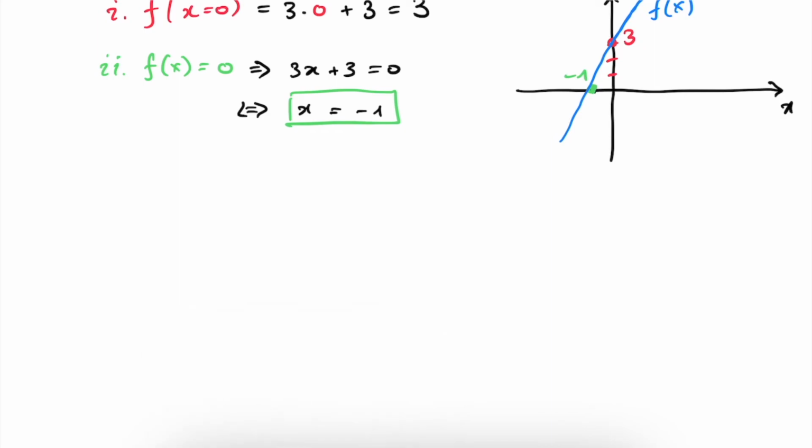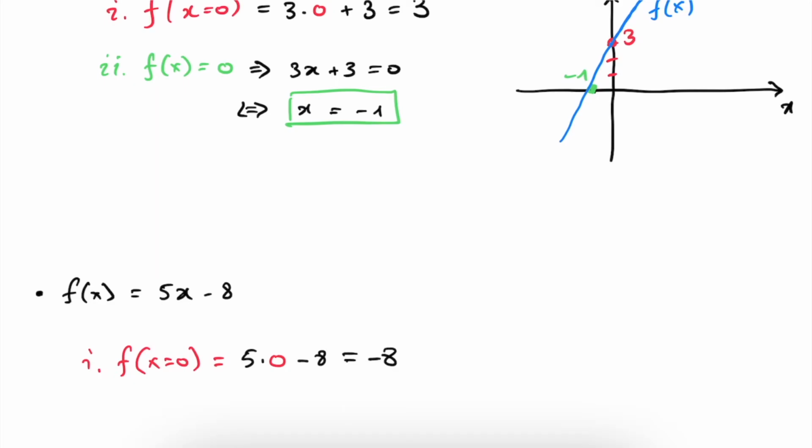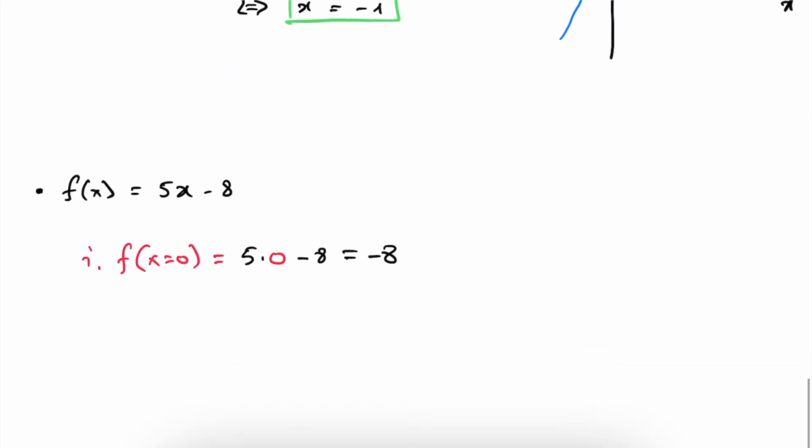So let's now look at the next exercise, which is f of x is equal to 5 times x minus 8. Again, our first point is where x is equal to 0, which in this case is 5 times 0 minus 8, which is equal to minus 8. And we already have our first point where our line crosses the vertical axis.